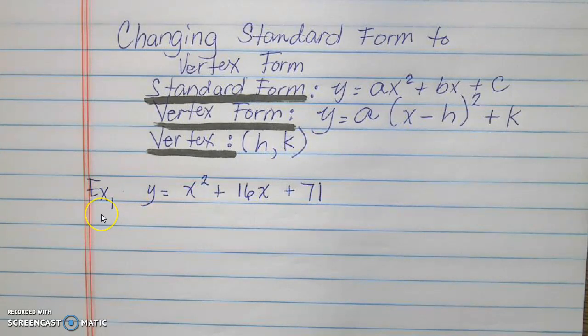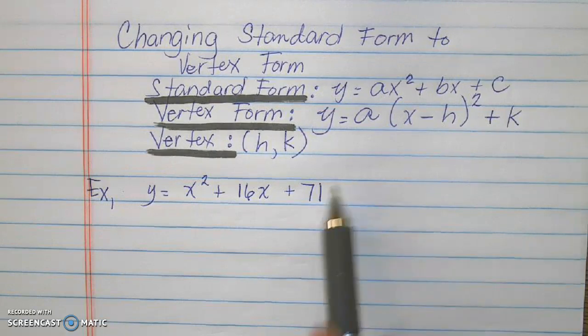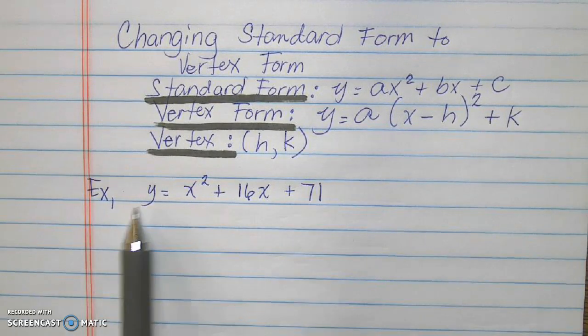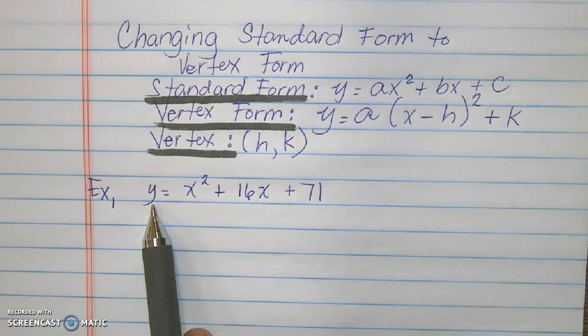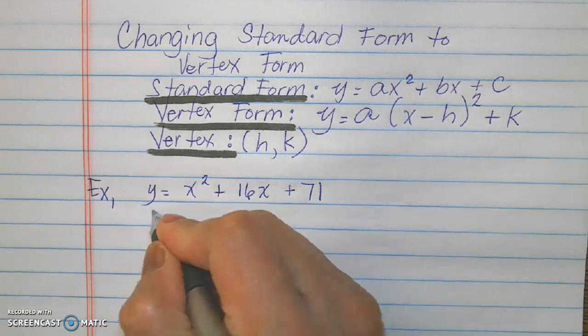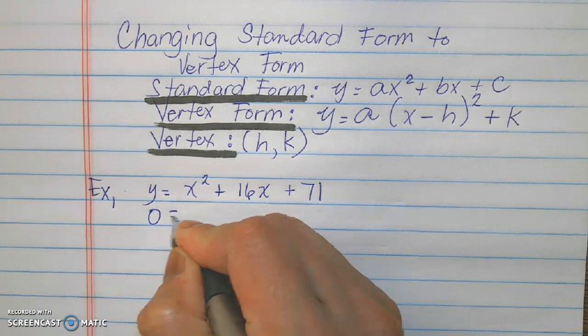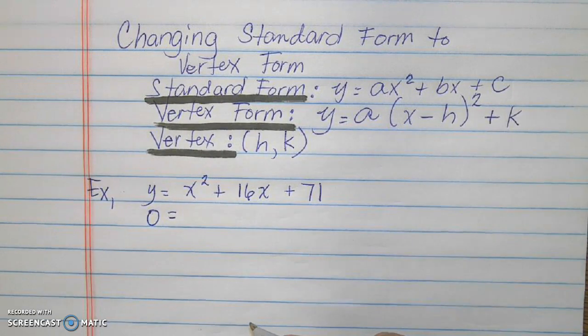So let's work on this first example. y equals x squared plus 16x plus 71. What I taught you was you can put this on the other side. Make sure that this is a 0 first. The reason why this is a y is because we are dealing with equations this time. So this has to be changed to 0 if you want to use the process of completing the square that I taught you a couple days back.